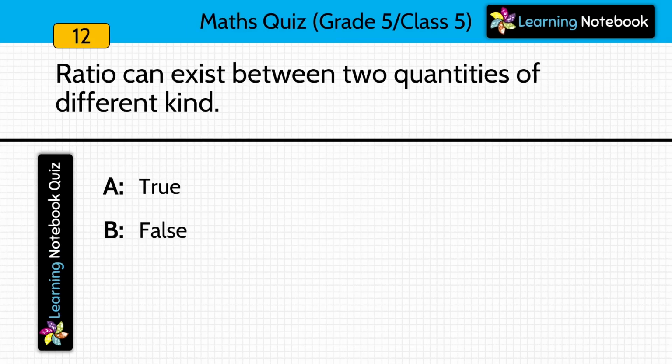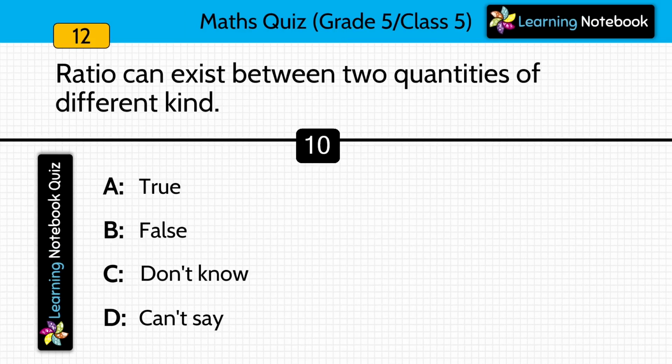Next, ratio can exist between two quantities of different kind. Is this statement true, false, don't know or can't say? Answer is false. This statement is false. Ratio can exist between two quantities of same kind.